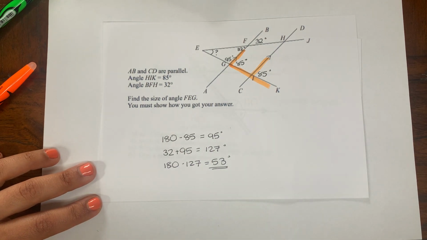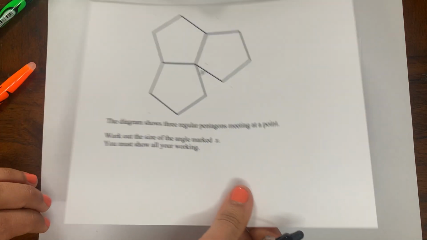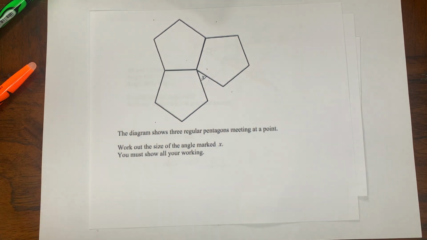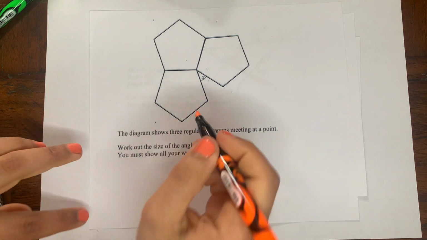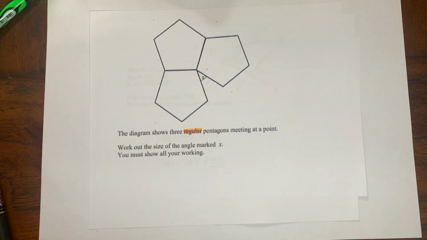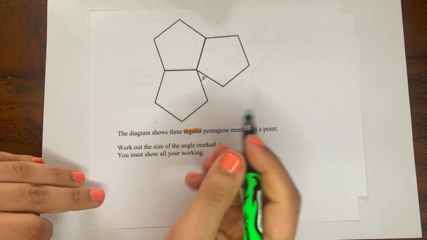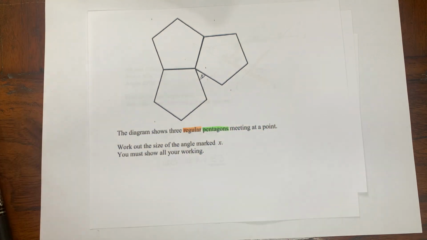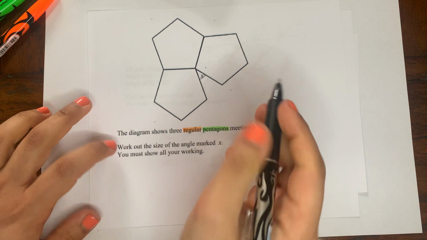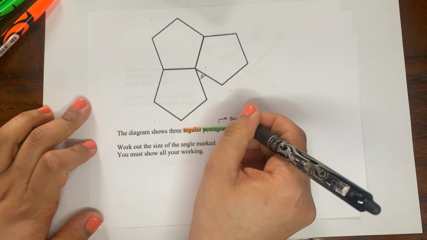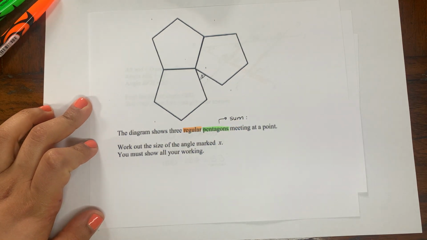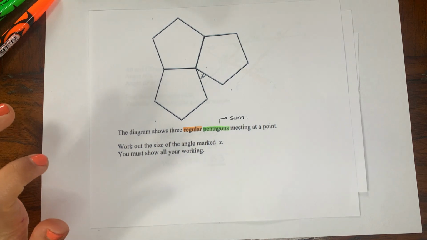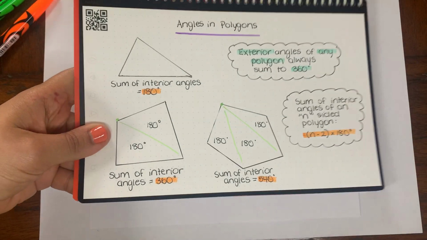So let's go ahead and have a look at an even more challenging question then. Got this one here. The diagram shows three regular pentagons. So remember, we've got two keywords here. We've got the word regular, and then we've also got the word pentagon. So pentagon means it's got 5 sides, and I'm probably going to be dealing with interior angles here. So straight away what I would do is I'd work out the sum of my interior angles by using that formula from earlier. So I'm going to be using this formula here.